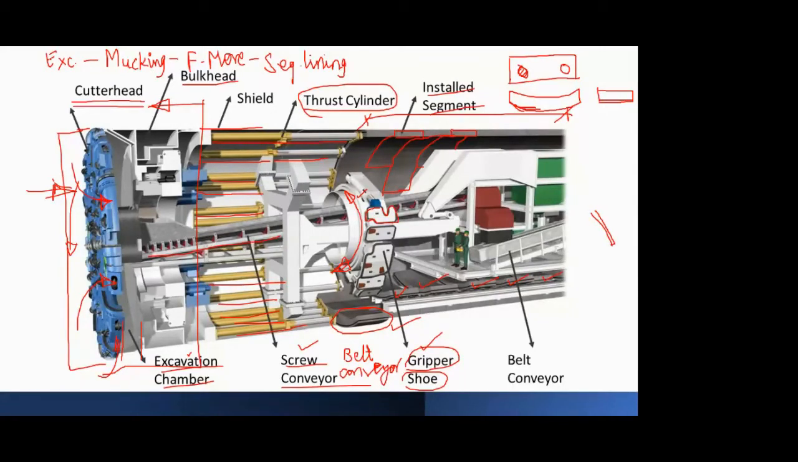It's not like that. This whole machine is programmed in such a way that it can undertake all four operations simultaneously, that is excavation, mucking, forward movement, and segmental lining. So in that way, whatever the tunnel is, it is constructed in one go itself.